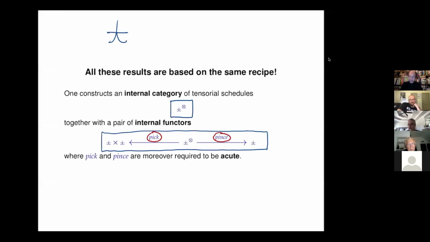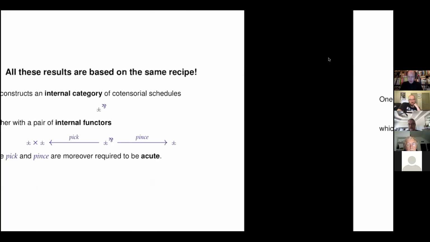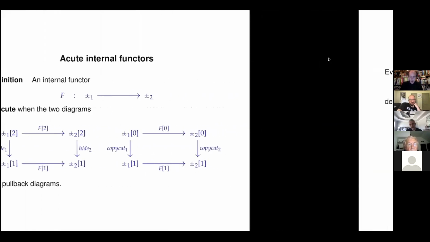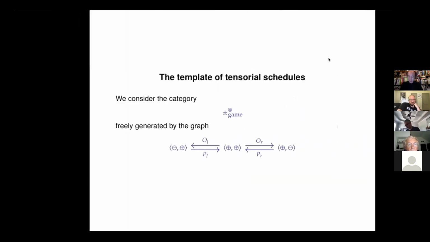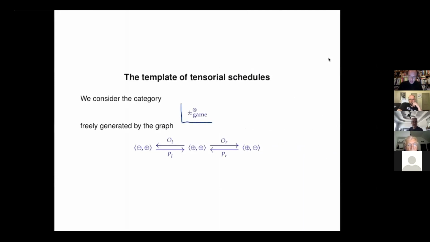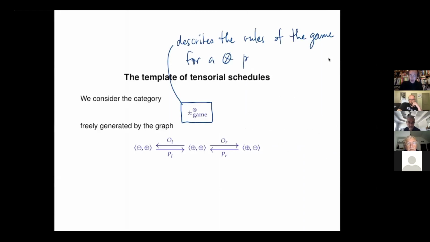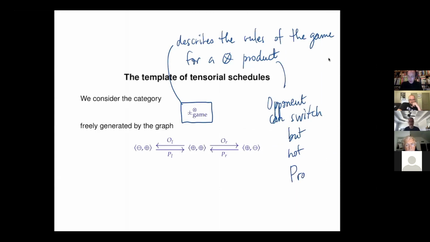And so let me just speak a little bit about pick and pins. So let me go here. This category here for the tensor product describes the rules of the game for a tensor product. So you remember, for instance, we know that the opponent can switch game, but not the player. The proponent is not allowed to switch. The opponent can switch between games, and this is in fact what is described here.